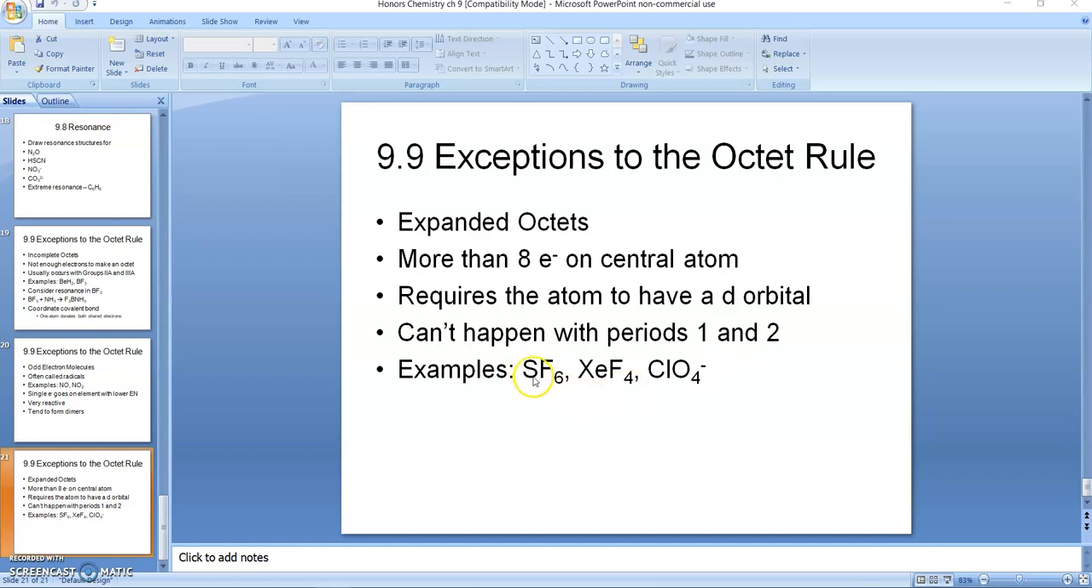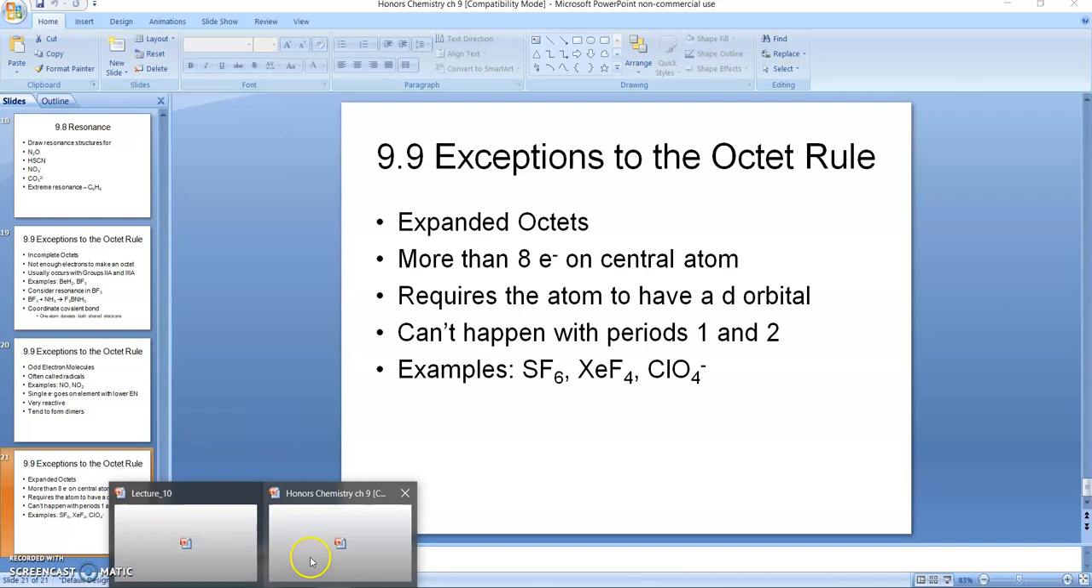So notice sulfur is in the third period. It can do this, sulfur hexafluoride. Oxygen right above it on the periodic table behaves very similarly, but it can't make oxygen hexafluoride in a similar way. That compound can't exist because oxygen is up here in period 2 and doesn't have a d orbital to use.